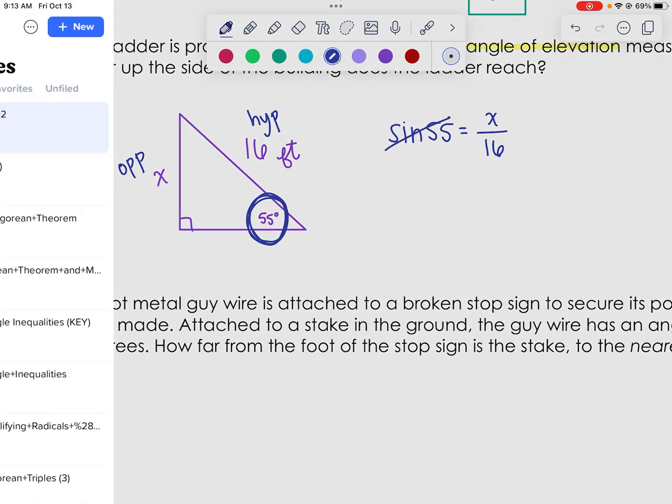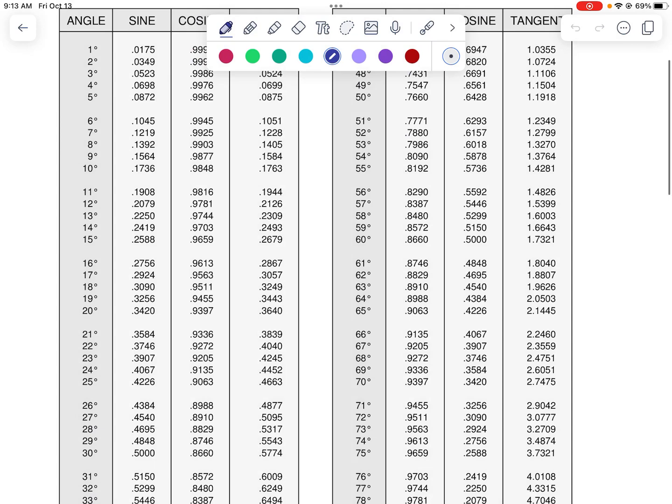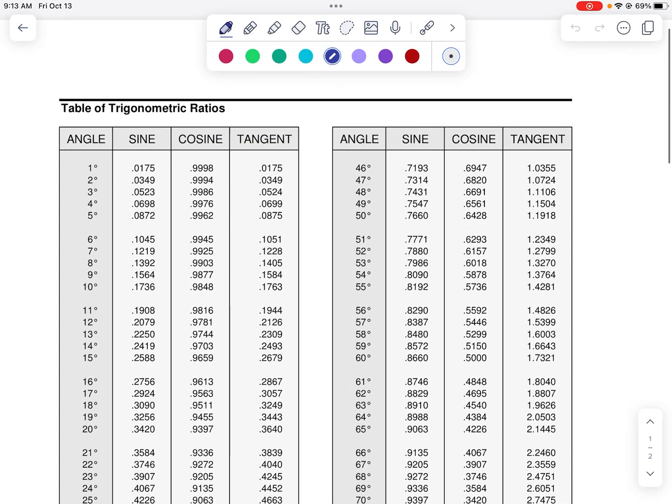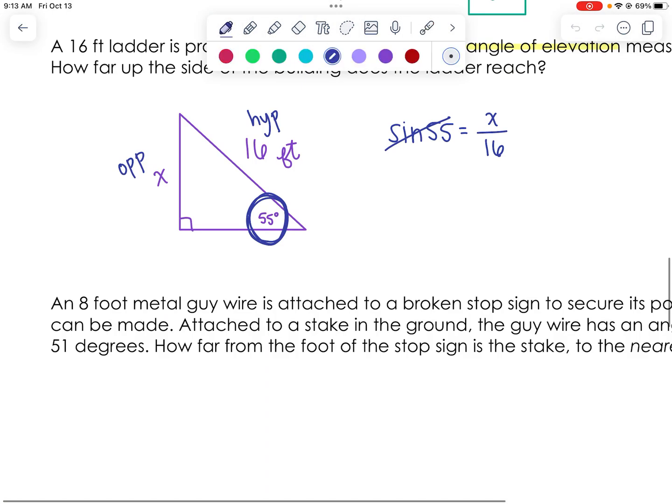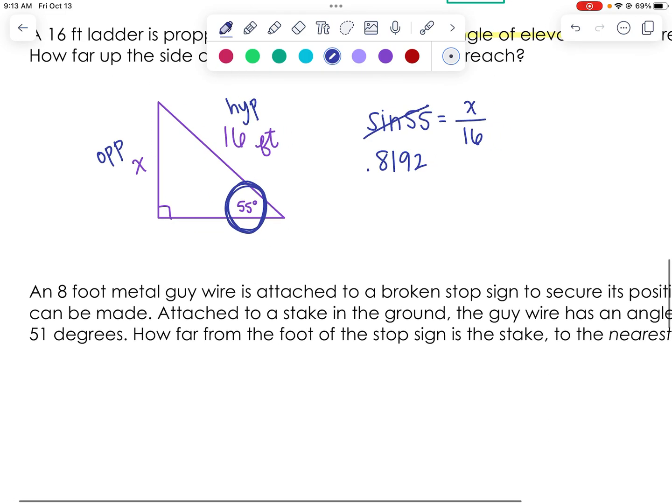But first we need to figure out what sine of 55 is. So we're going to go to our chart. We're looking in the sine column for 55, which is 0.8192. And I'm going to multiply those because remember, whenever X is up high, we multiply. So 16 times 0.8192 gives you 13.1 if you're rounding to the nearest tenth because it's a side.